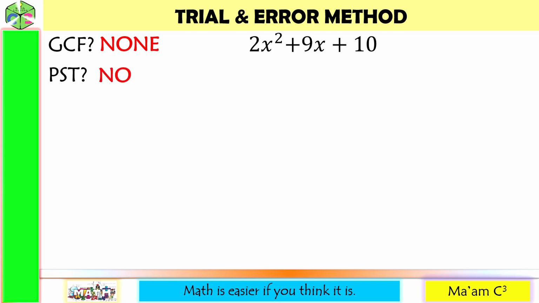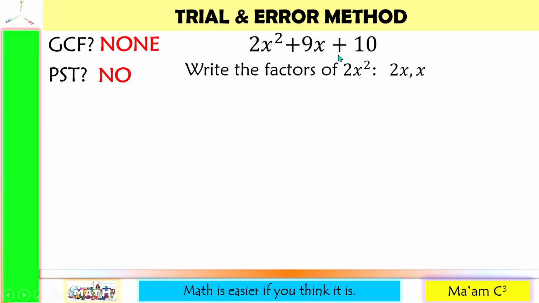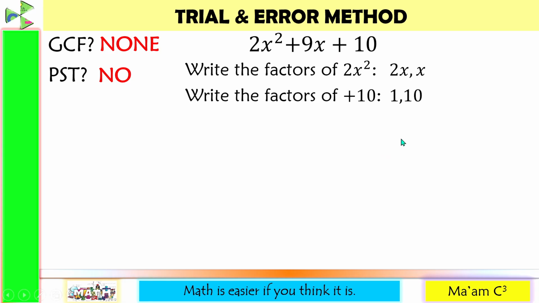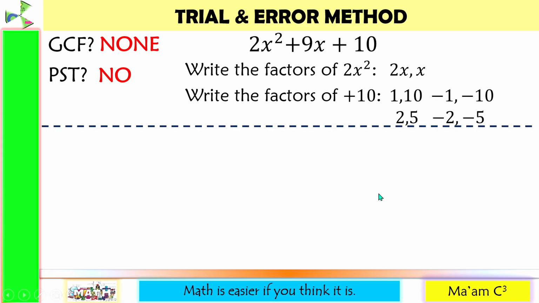So what I'm going to do now is to write the factors of 2x squared, and that would be 2x and x. Next, I'm going to write the factors for positive 10, and that would be 1 and 10, or negative 1 and negative 10, 2 and 5, and negative 2 and negative 5. Let us start the trial and error method.